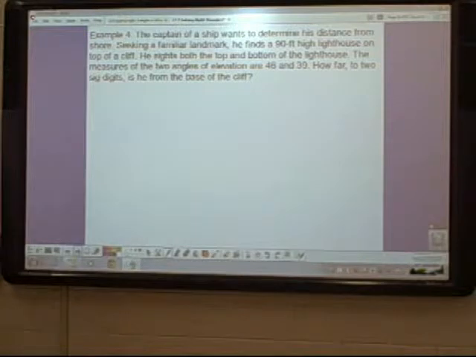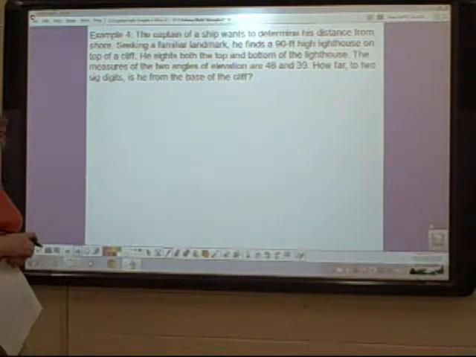Seeking a familiar landmark, he finds a 90-foot high lighthouse on top of a cliff. He sights both the top and the bottom of the lighthouse. The measures of the two angles of elevation are 46 and 39. How far, to two significant digits, is he from the base of the cliff?